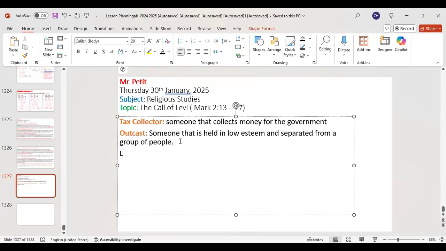Okay, so Levi, what's Levi's other name? What's another name for Levi? Matthew. Levi, also called Matthew, was the fifth person that Jesus called to be an apostle.